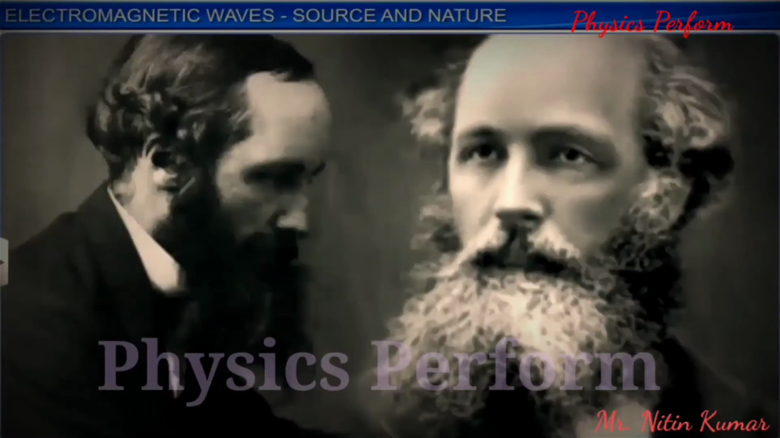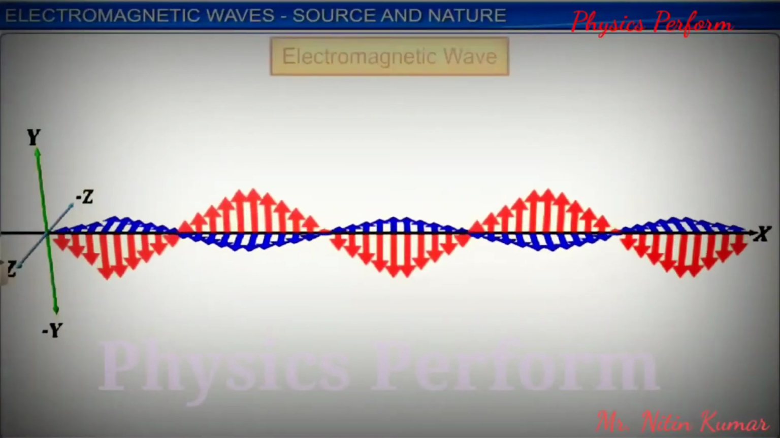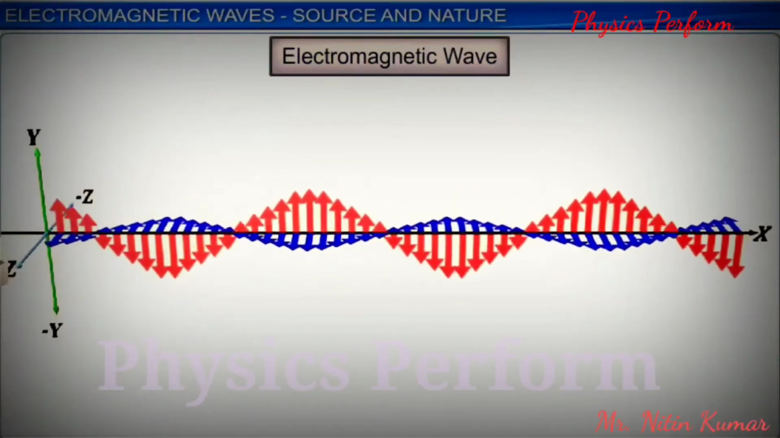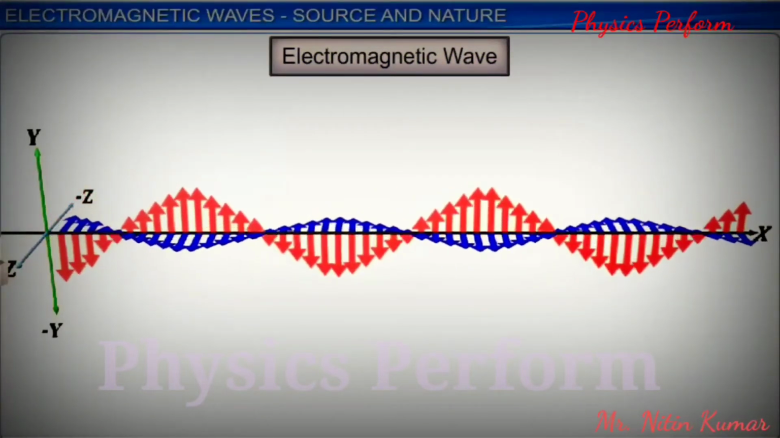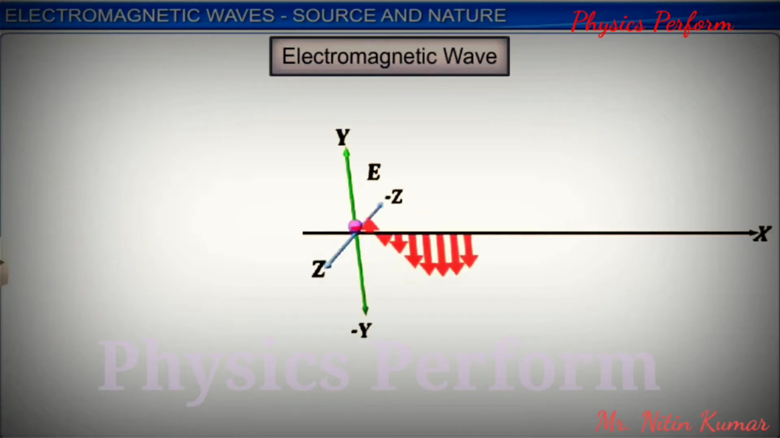Maxwell explained that accelerating charges produce both an electric field and a magnetic field that varies with respect to time. And these fields propagate in the form of a wave called the electromagnetic wave. To explain the production of an electromagnetic wave, let us consider an oscillating charge, which refers to an accelerating charge, oscillating along the y-axis with some constant frequency. The oscillating charge produces an oscillating electric field along the direction of the oscillations of the charge and propagates along the x-axis.